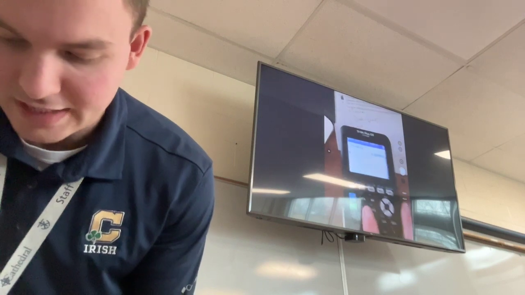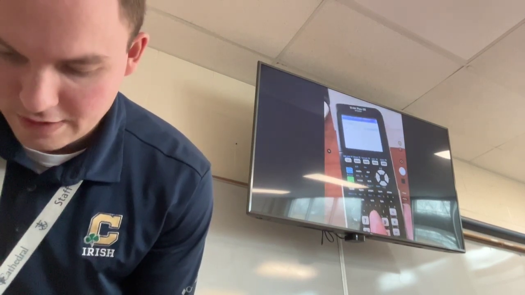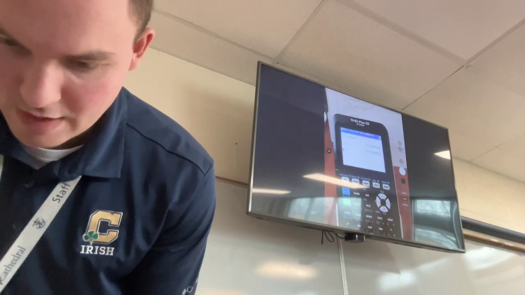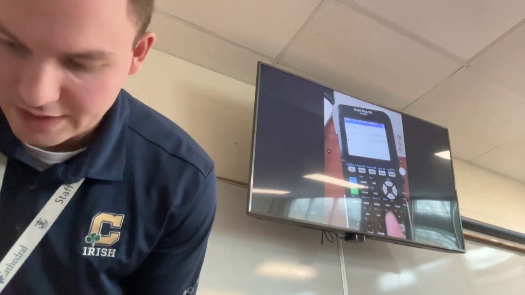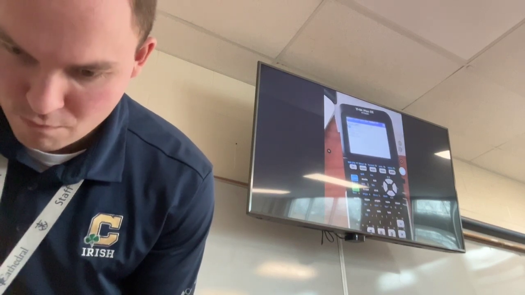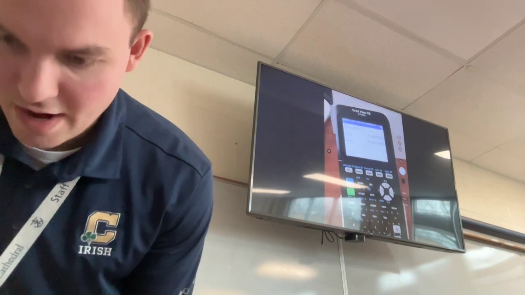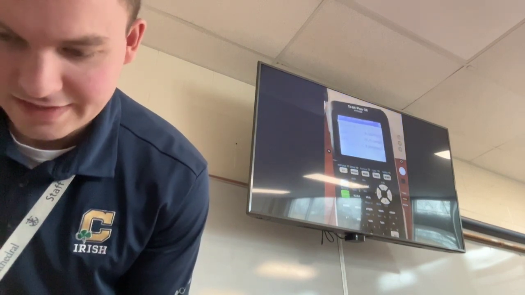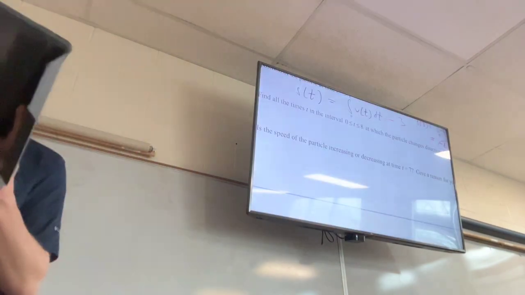So instead of graphing this, I'm just going to do y1 of 7. Okay, and I'm going to do y2 of 7. Right. Same or opposite signs? So the speed's doing what? Decreasing, yep.